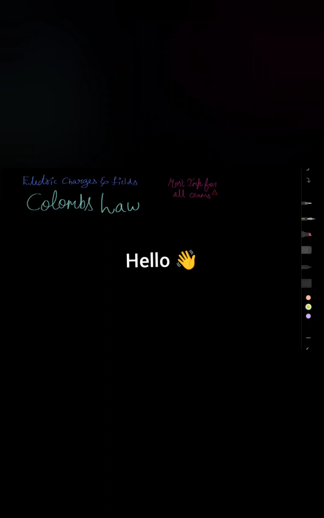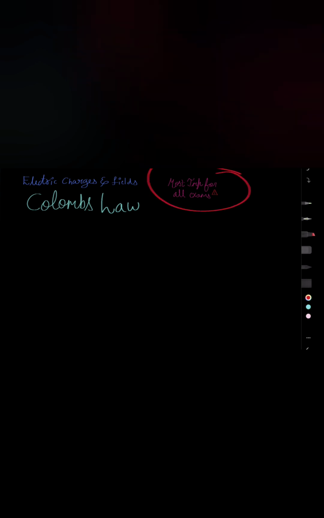Hello everyone. Today I'll start a new chapter with the most important concept. It is the most important concept for JEE, NEET, CETs, and other board exams also. That is Coulomb's law. What is this Coulomb's law?